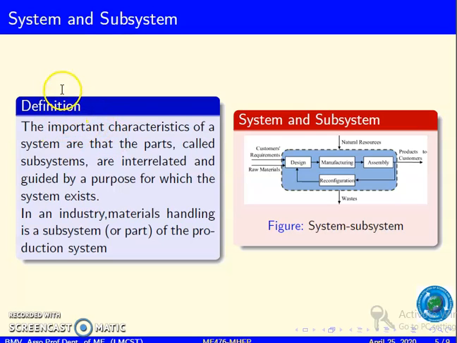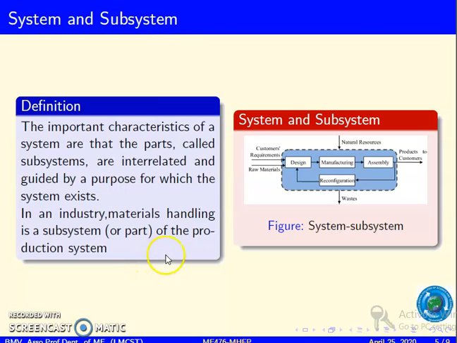So now we'll see the definition of a subsystem. The important characteristics of a system are the parts called the subsystems, which are interrelated and guided by a purpose for which the system exists. In an industry, material handling is a subsystem or a part of the production system.